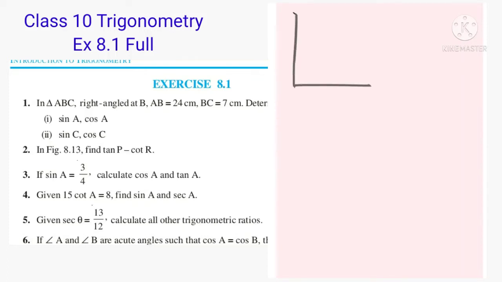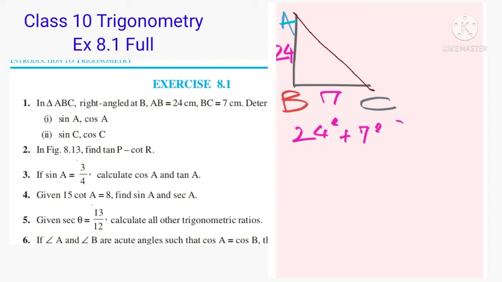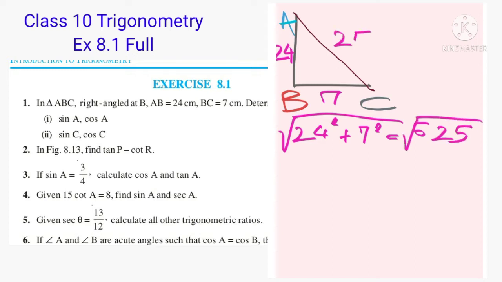Now in triangle ABC, which is right angled at B, I have AB is 24, BC is 7, and let us find out AC using Pythagoras theorem. I have AC square is equal to 24 square plus 7 square, and AC is equal to the square root of this. Otherwise you should know the Pythagorean triplet. This gives me 576 plus 49, that is 625, square root, and AC comes out to be 25.